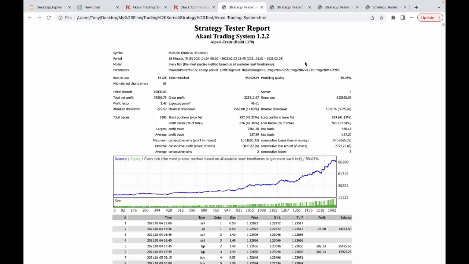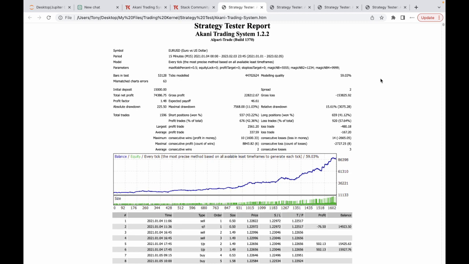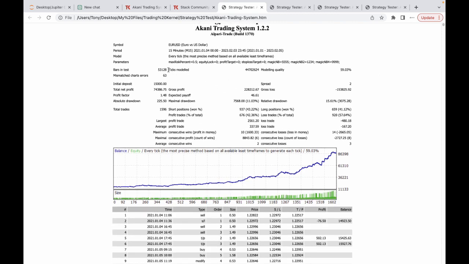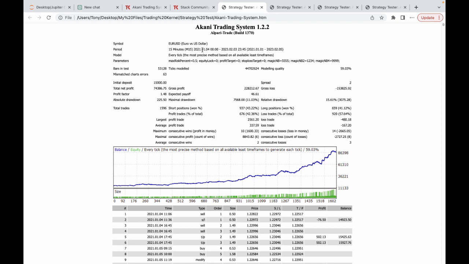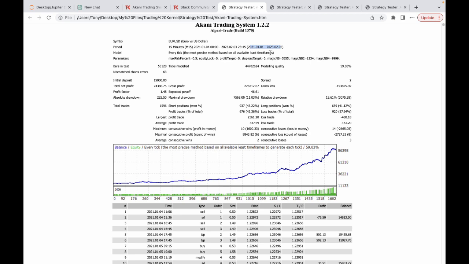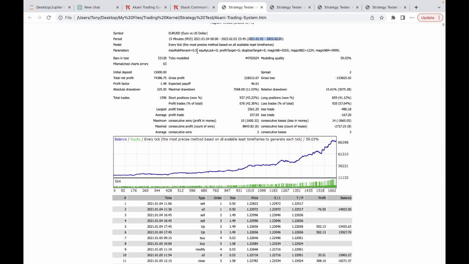So let's look at our strategy test here. I've already downloaded mine, so let's just look at the strategy test results. This is for Alpari, from 2021 over to 2023. It started trading on the 4th because that was where it got its first trade. Here you can see the duration of the test, every tick most precise, and you can see we are risking 0.5% per trade.